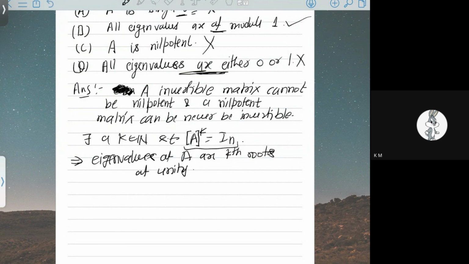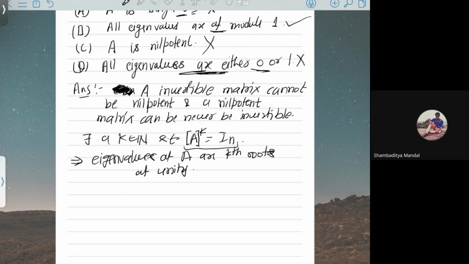Right. But is it the other way around? That if a matrix has eigenvalues 0 or 1 only, then it is of the form A raised to power k equals A something? No, I guess the converse is not true. Then we cannot say anything about this. And from option 2, we can discard option D, na? Option 2. Right. Very good. Very smart answer.